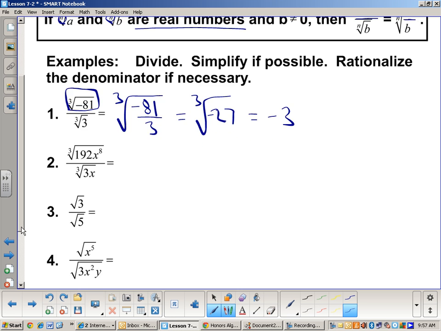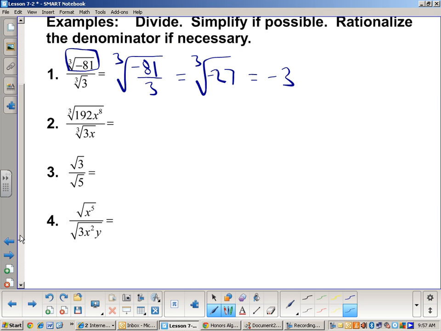If I apply the same procedure with the second one, how would I rewrite that? Can someone tell me nice and loud? Would it be the cube root of 192x to the 8th over 3x? My 192 looks kind of like a 42, but that's 192.